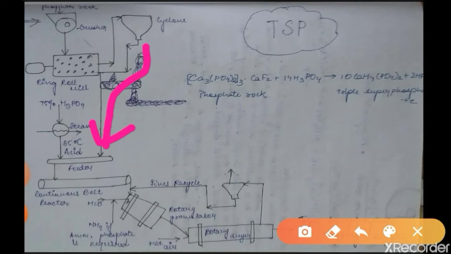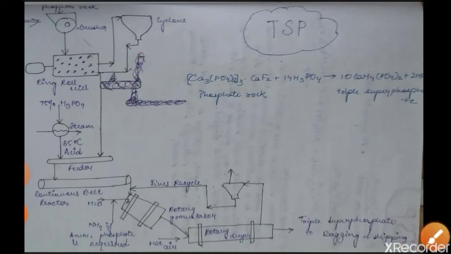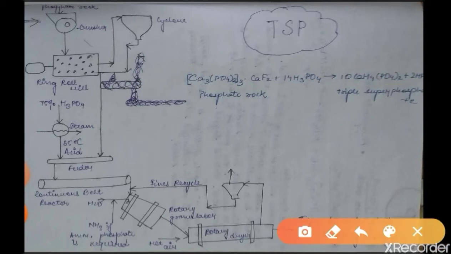In the feeder, we also add 75% H3PO4. It passes through a heat exchanger, which is supplying steam to it in order to raise its temperature to 65 degrees Celsius. So heated 75% H3PO4 is added to the feeder and phosphate rock powder is added to the feeder. Now the mixture is taken to a continuous belt reactor where the reaction occurs.